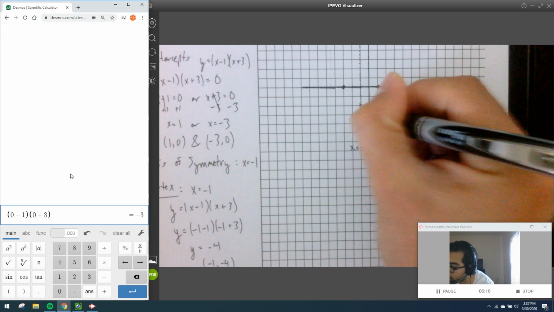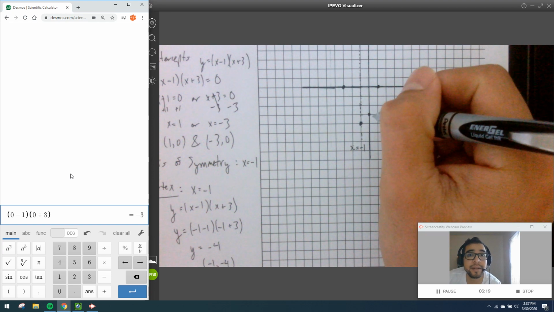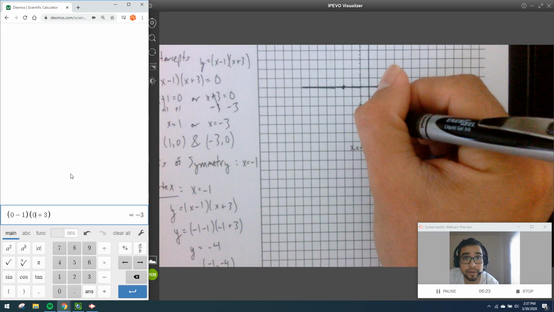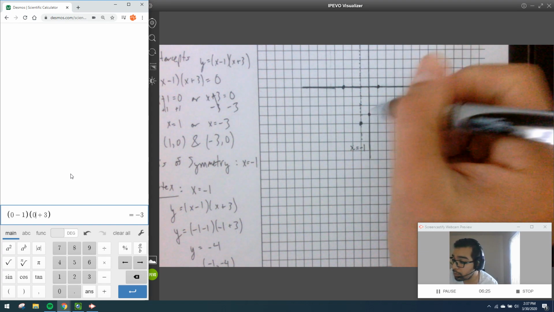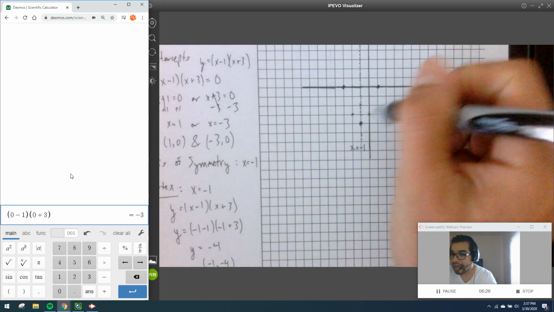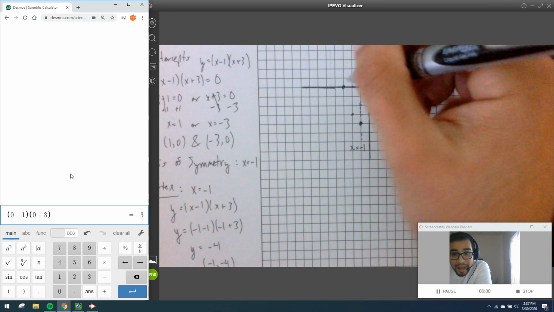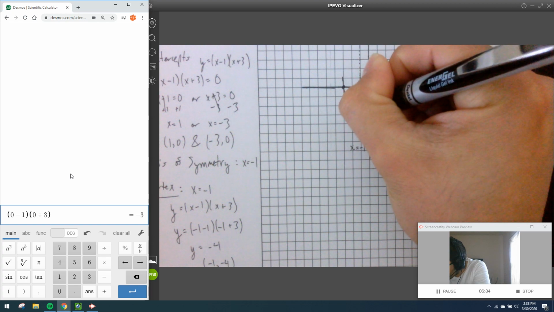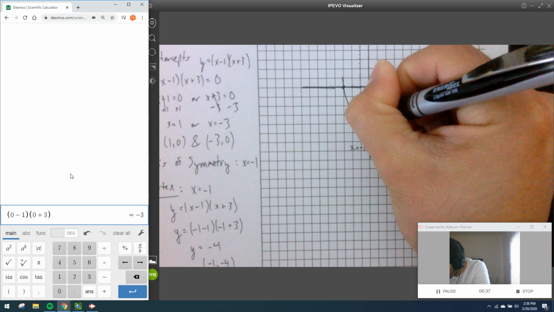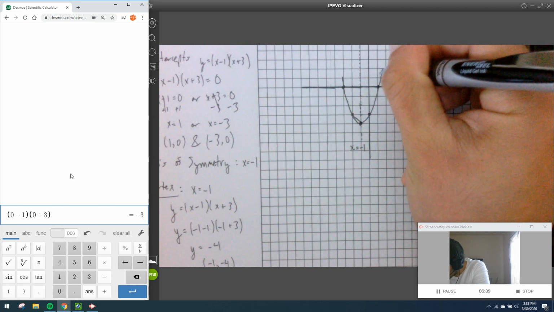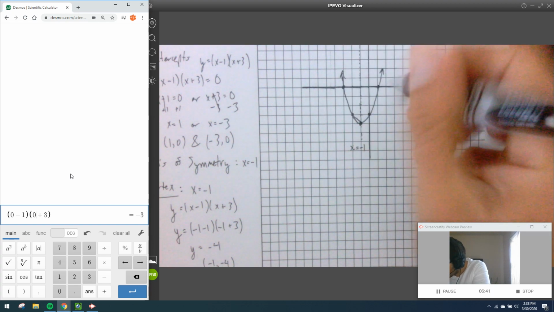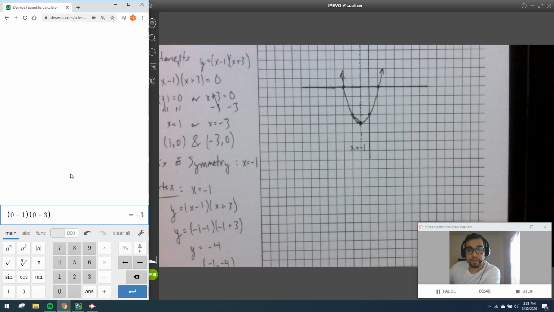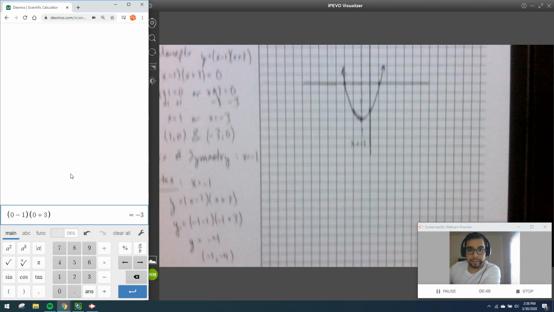And notice this is 1 unit away from the axis of symmetry. So that means that since these are symmetrical, there's going to be another point right over here. And I'm going to go ahead and connect those. All right, so it should look something like this right here. That's a little bad on my part, right? Kind of messed up, but it should look like that U shape.